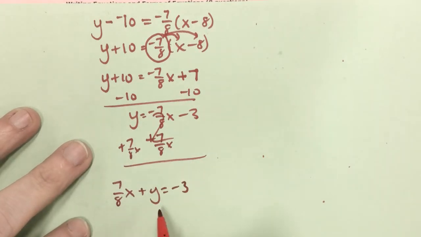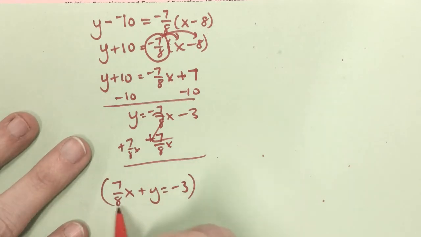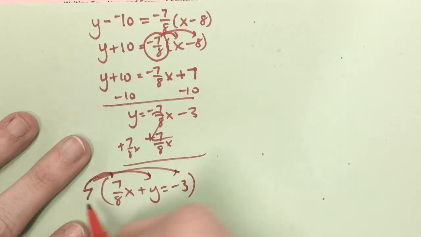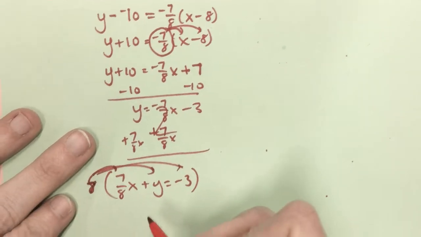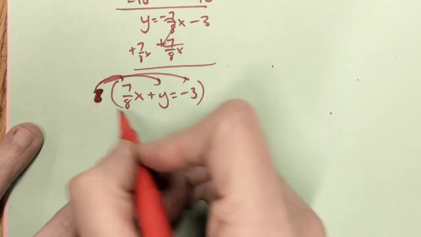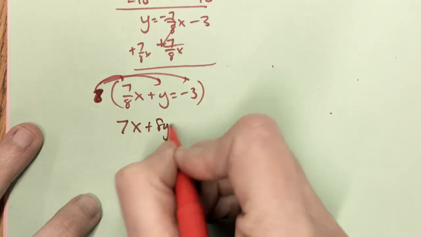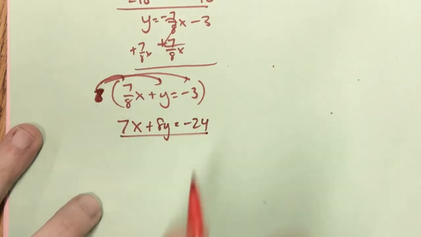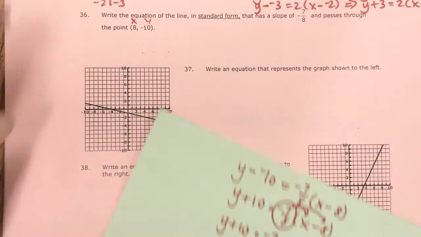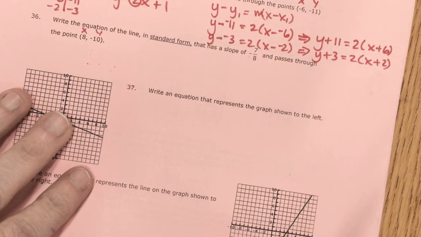Now remember, I'm not allowed to have a fraction or a negative number, so I have to have whole numbers. So I'm going to multiply by the common denominator, which is 8. We're multiplying by 8. 8 times 7/8, these cancel out. 7x plus 8y equals negative 24, and that should be the answer that we have. Hopefully it's right.